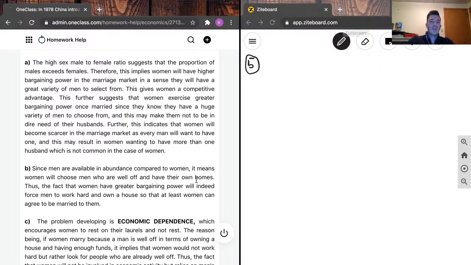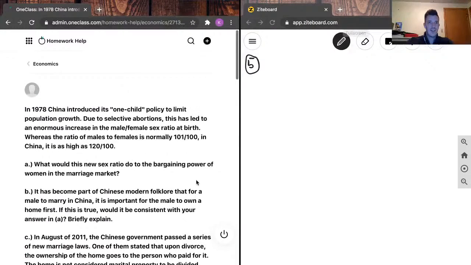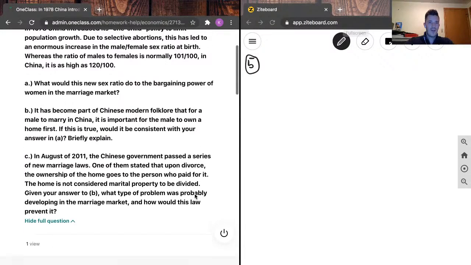This further suggests that women exercise greater bargaining power once married, since they know they have a huge variety of men to choose from, and this may make them not be in dire need of their husbands. Further, this indicates that women will become scarcer in the marriage market, as every man will want to have one. This may result in women wanting to have more than one husband, which is not common in the case of women. I have zero idea if that happens empirically in China. It is actually a super interesting exercise. I wonder if there's anywhere else that has these almost artificial male-to-female ratios.